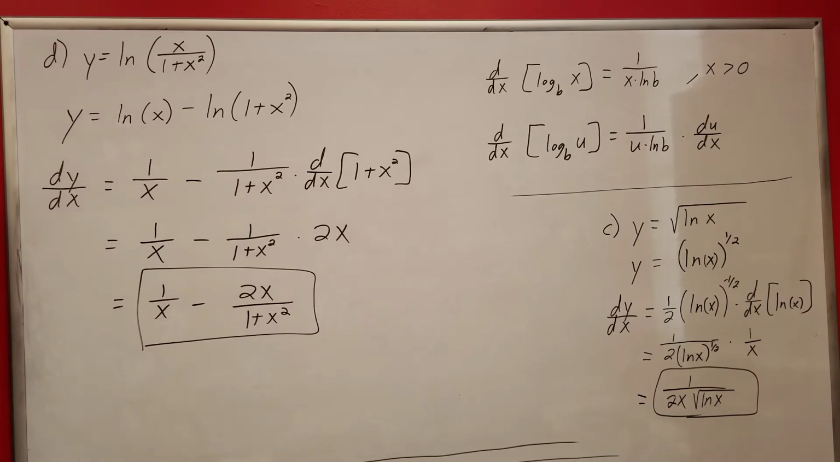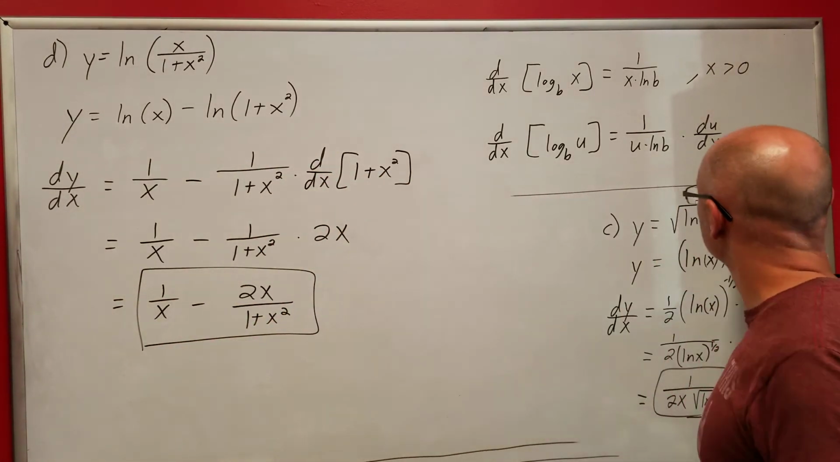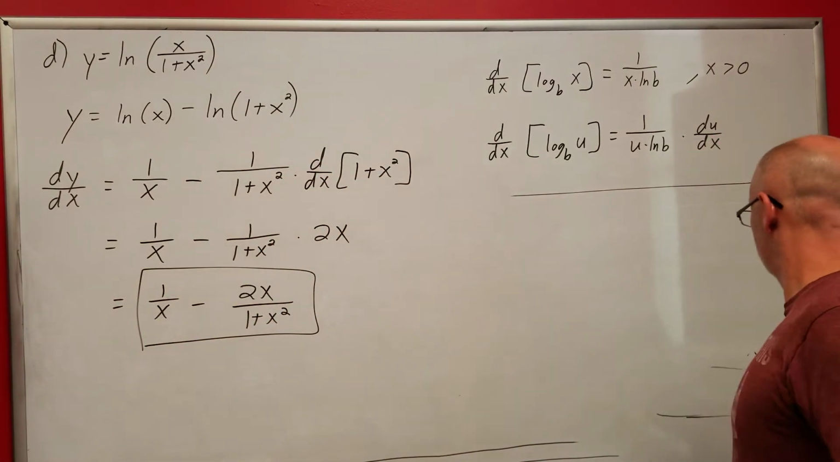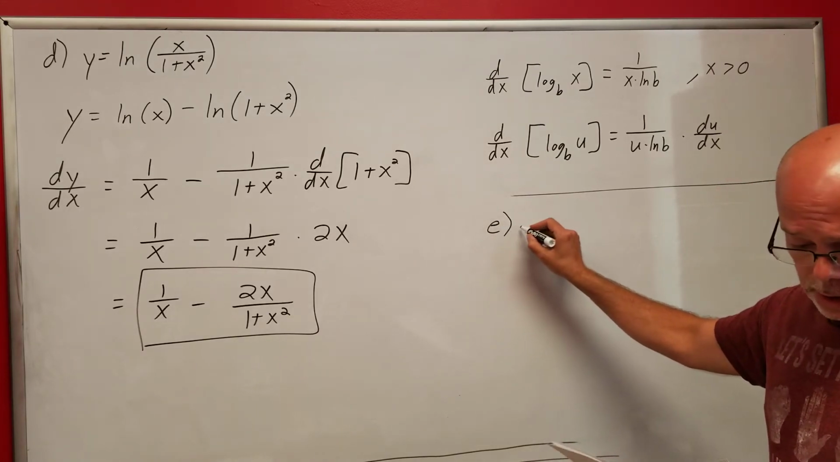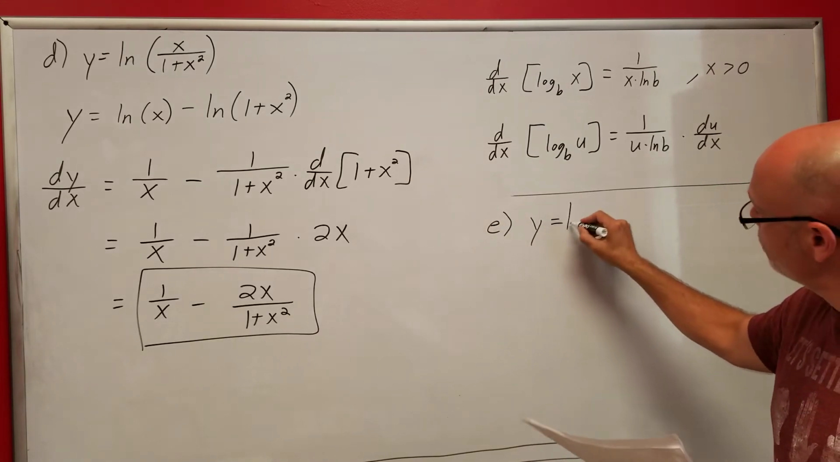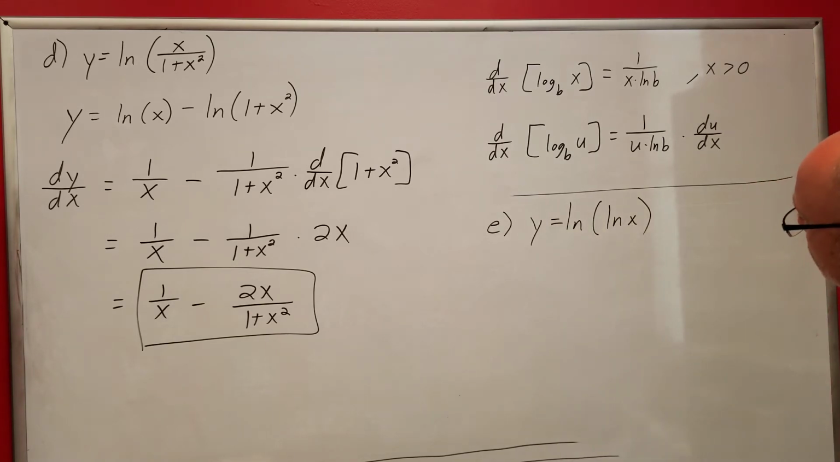Let's look at part E. E is an elephant. That was D. Let's look at E. E over here, we're going to have y is equal to the natural log of the natural log of x. Well, that one looks bad, but it's not too bad.